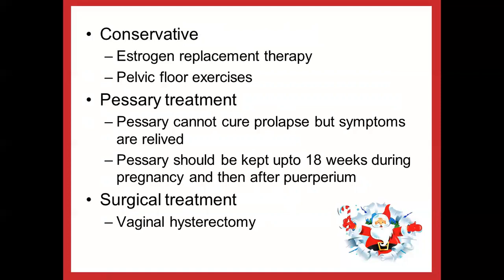Then the surgical treatment: if it is a procidentia case, or if the mother has completed her pregnancy and all, then the better treatment is vaginal hysterectomy, removal of the uterus. So mainly the removal of the uterus will be done in the case of procidentia.